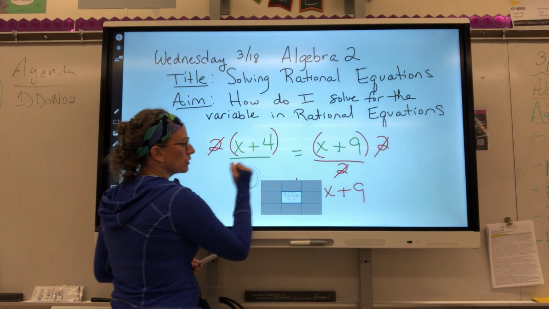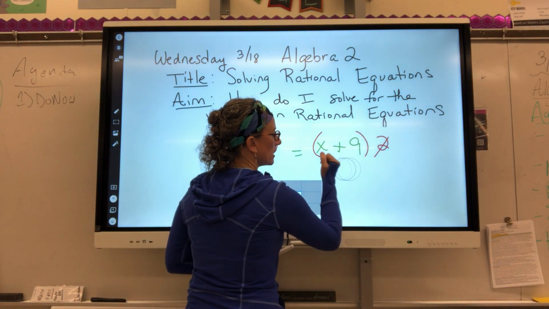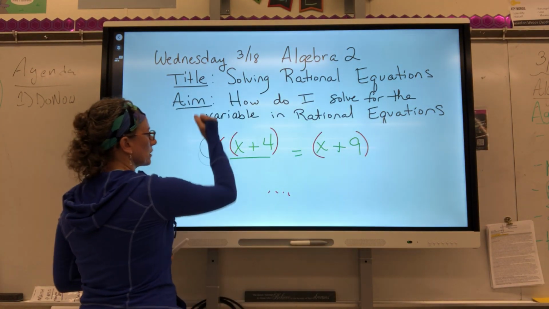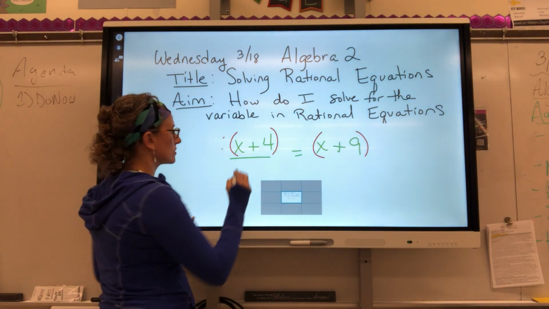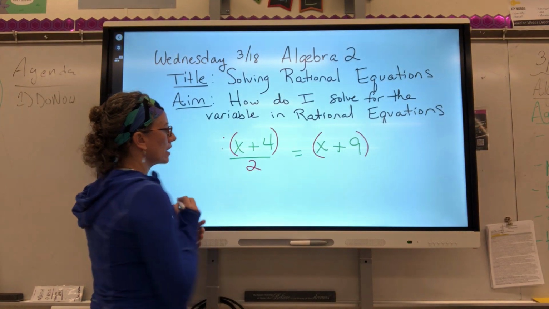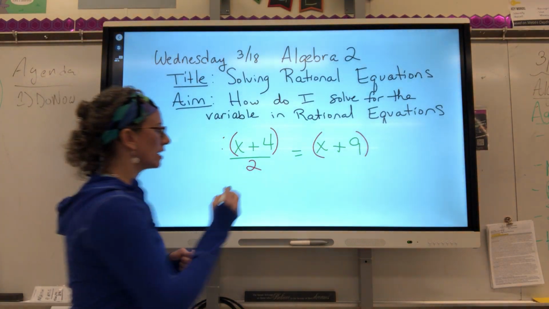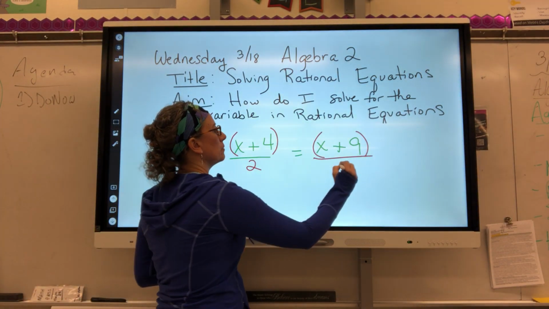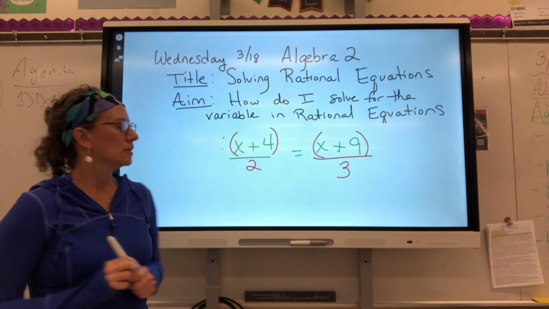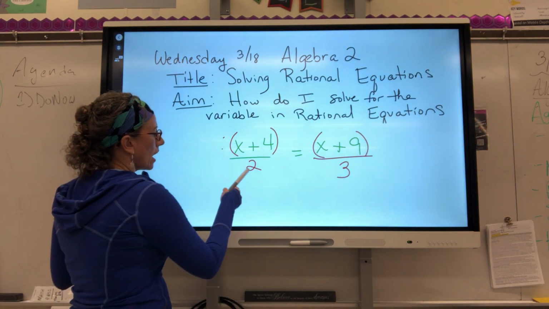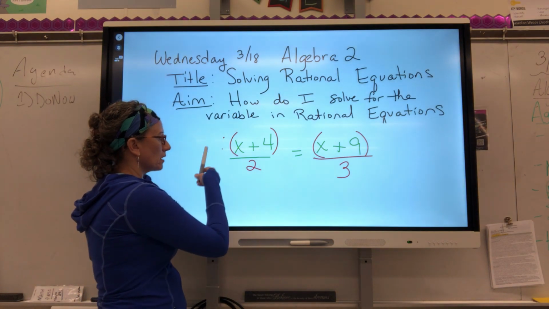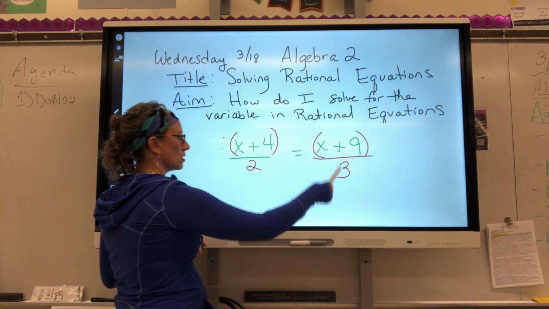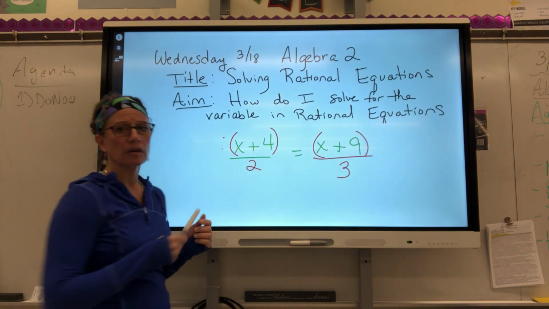But what if that denominator were different on both sides? So what if instead of having a 2 on both sides, you started out with (x plus 4) divided by 2 on one side and (x plus 9) divided by 3 on the other side? Well, now I don't want to do 2 different steps where I multiply this side by 2, that side by 2, then this side by 3, and that side by 3.